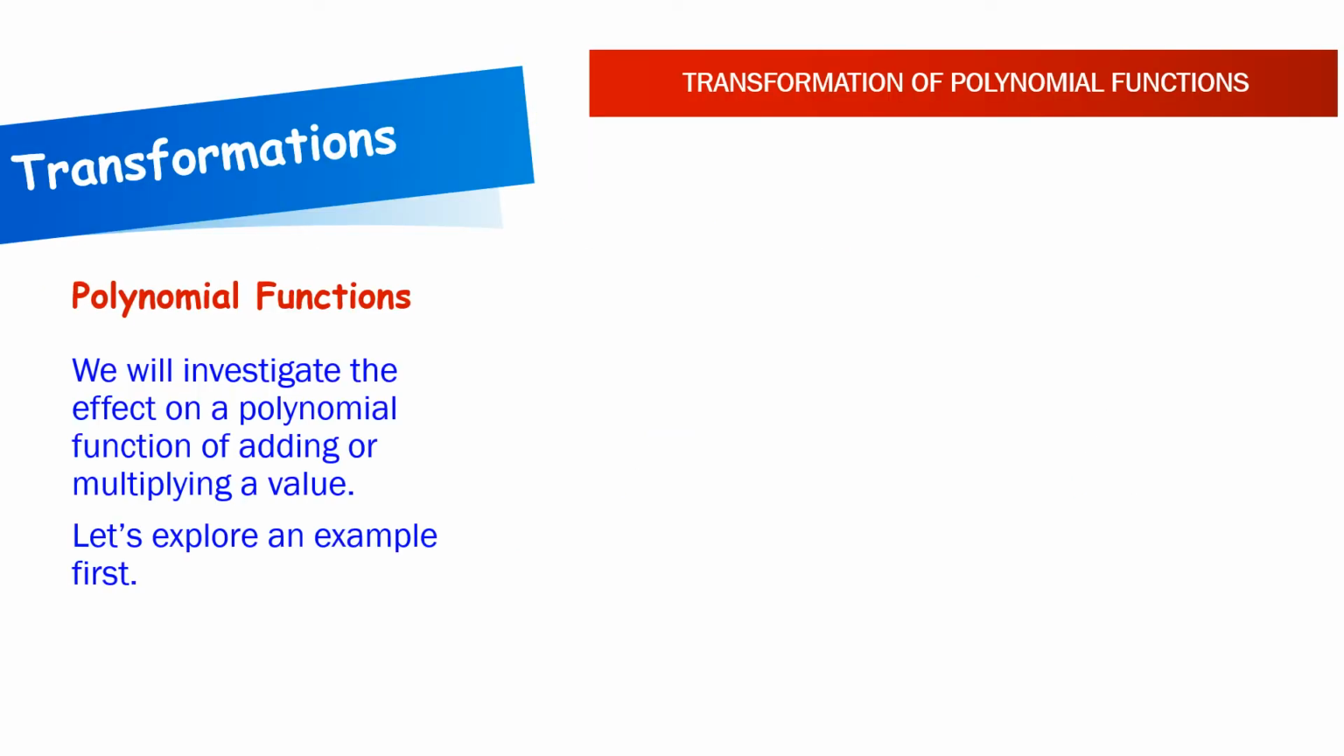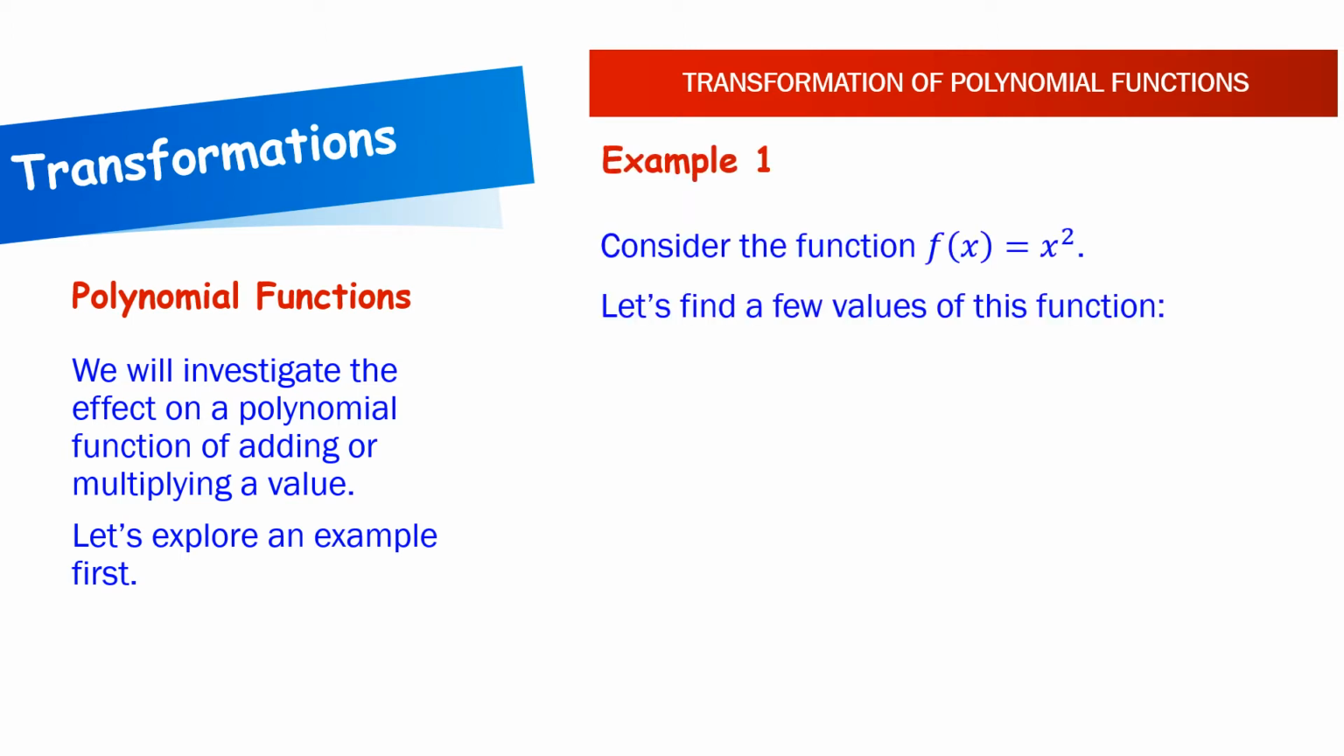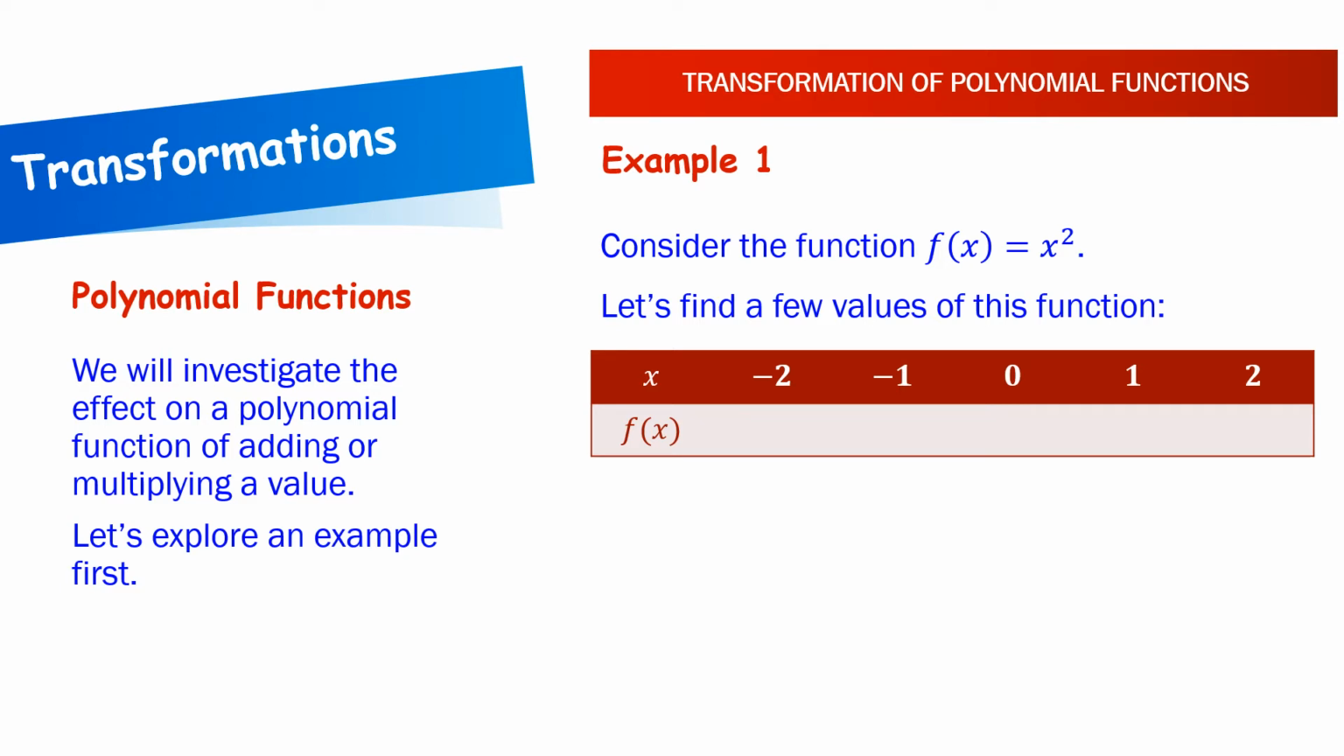We will now investigate the effect on a polynomial function of adding or multiplying a value. Let's explore an example first. Consider the function f of x equals x squared. Let's find a few values of this function. So when x equals -2, f of x equals x squared, so -2 squared, which is 4, as shown.